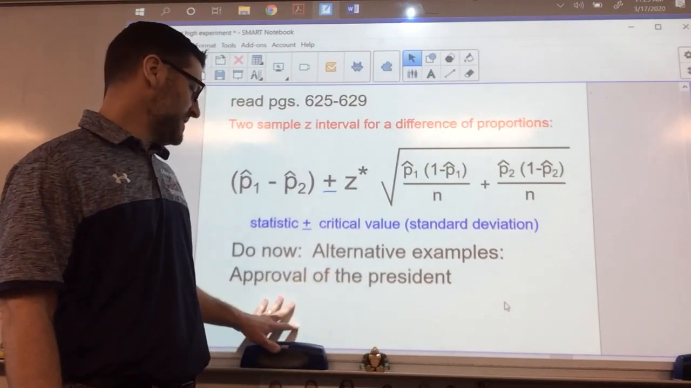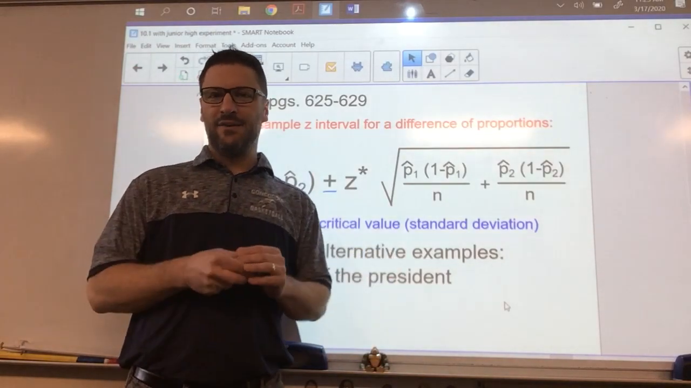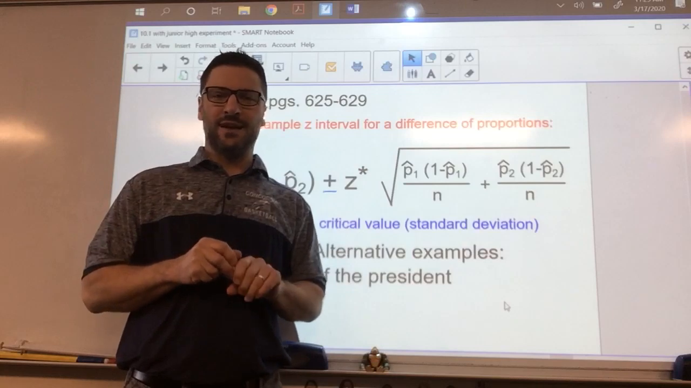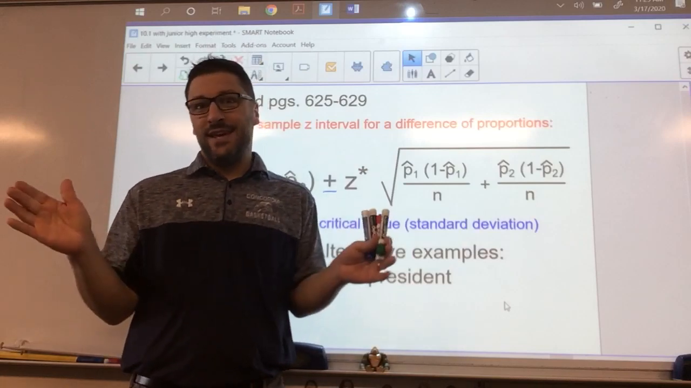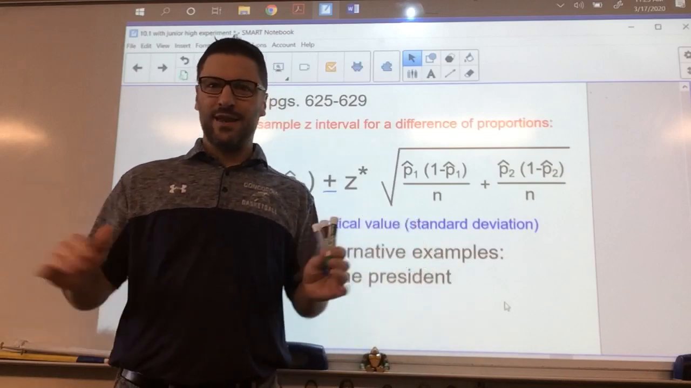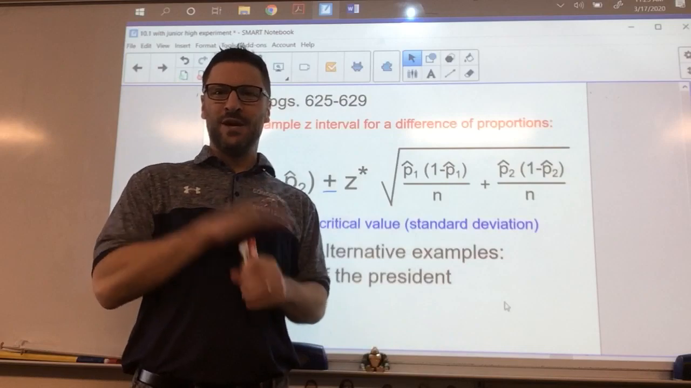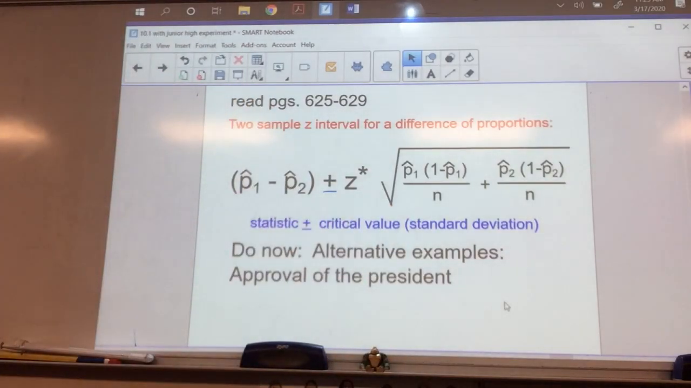We're going to do alternative examples, approval of the president. And by the way, this is about approval ratings for Trump, and totally not trying to get political or anything. I'm not a huge political guy, so not trying to say Trump is great or Trump is bad or anything in between. All I'm doing is the math required for the problem. So let me get you to that, and we'll go from there.